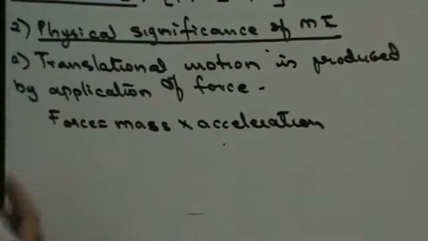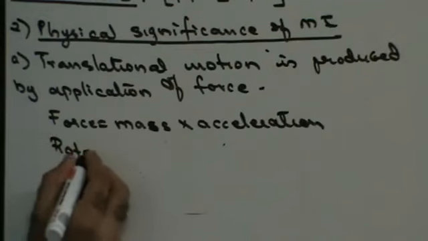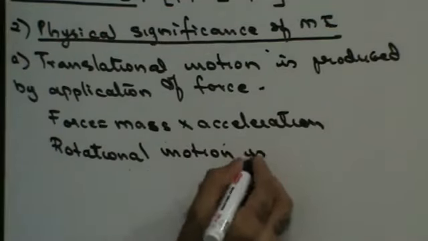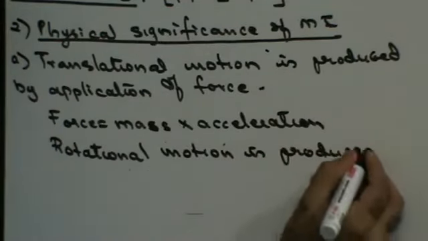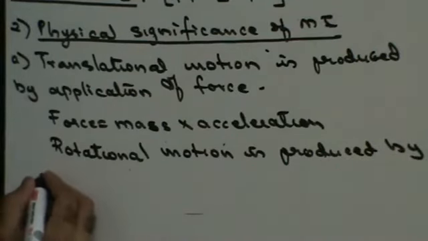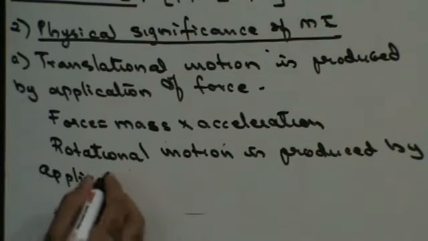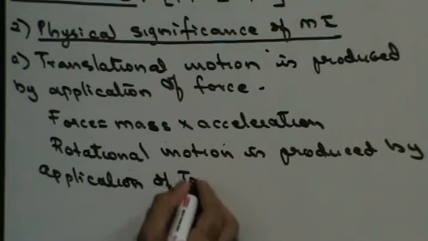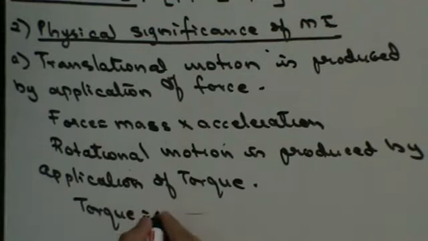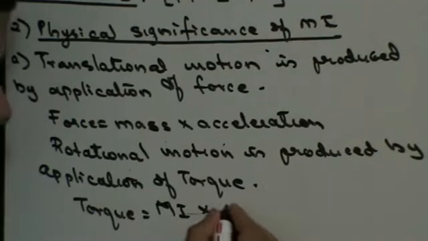Next, rotational motion is produced by the application of torque. Torque is given by the formula: moment of inertia times angular acceleration.